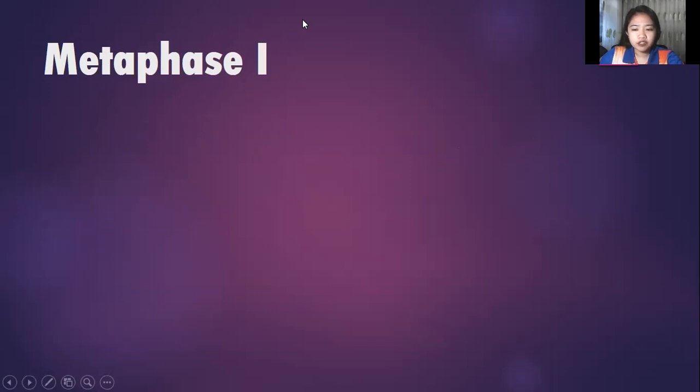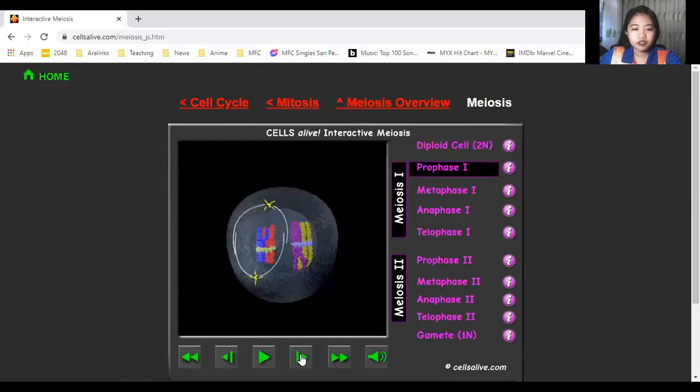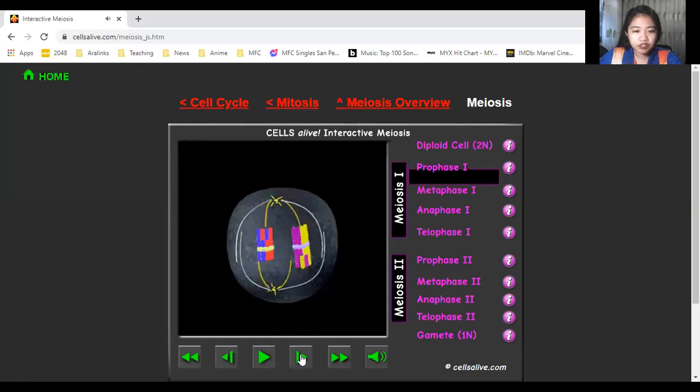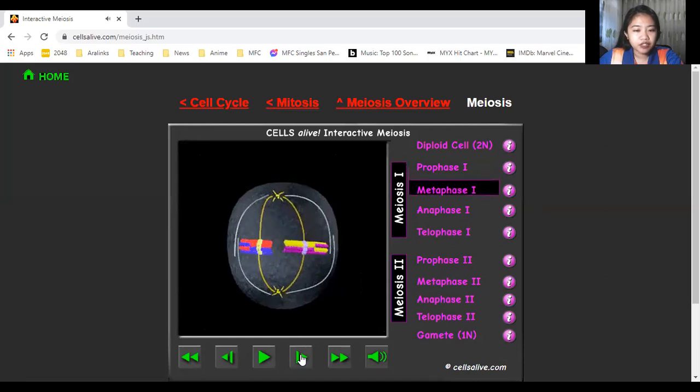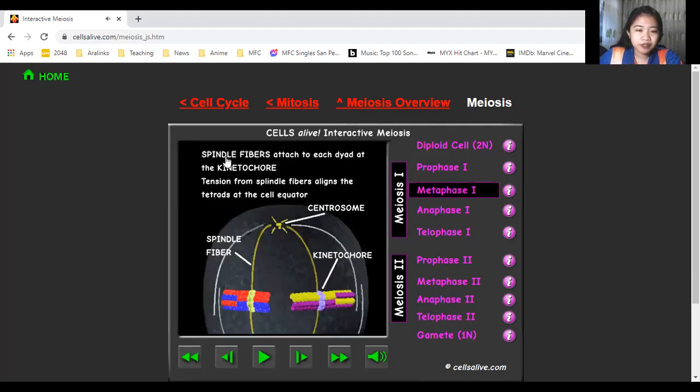So for metaphase 1, let's see what happens. So as you can see, parang ganun lang din naman siya. Kung ano yung nangyari, di ba prophase, isang buo, tapos yung metaphase, ila-line up sila sa gitna. So we can expect that it will happen also. So yeah, in metaphase 1, the homologous chromosomes pair up. Okay? So yeah, spindle fibers attached to each, so they attach to the homologous chromosomes and then they align them at the metaphase plate. Yan. So sa gitna. Okay?